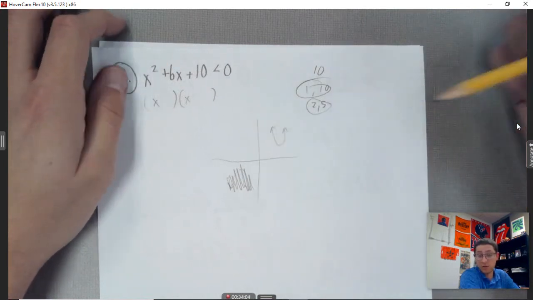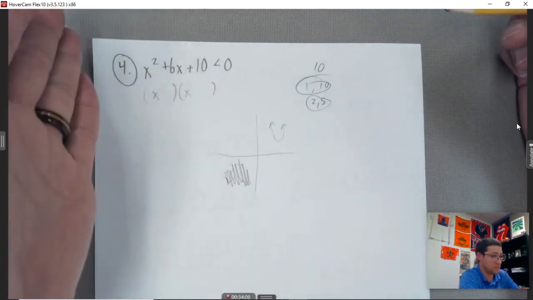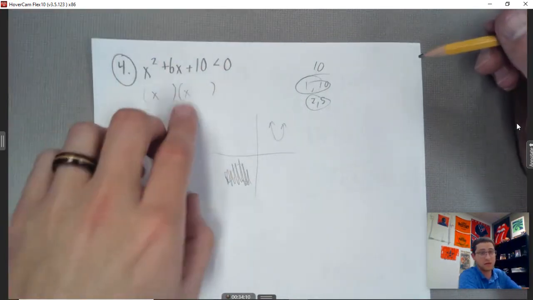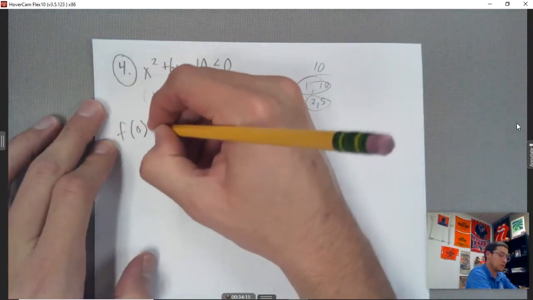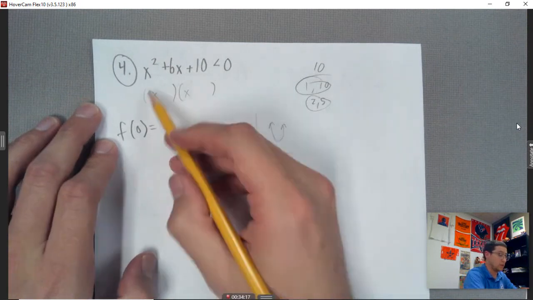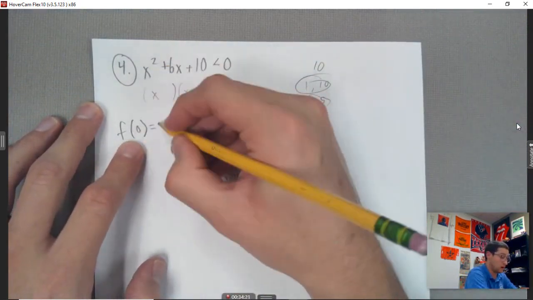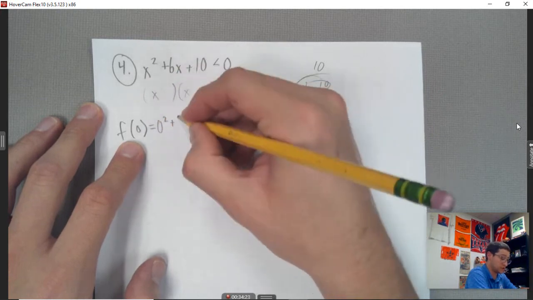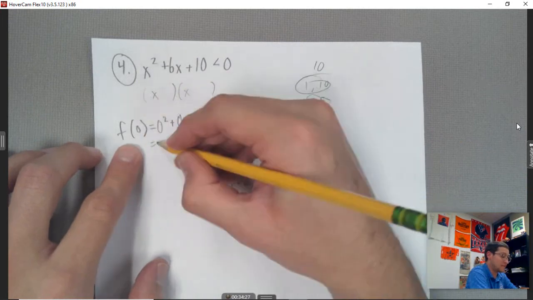But what we want to do here is just test one value. Let's stick to what we were doing before. Let's test a value, just in case something funky happens. I like to test out 0. That's just what I stick with. It's not factorable, so I'm going to plug it into standard form. So 0 squared plus 6 times 0, that's still 0, and then plus 10. So I end up getting f of 0 is 10.